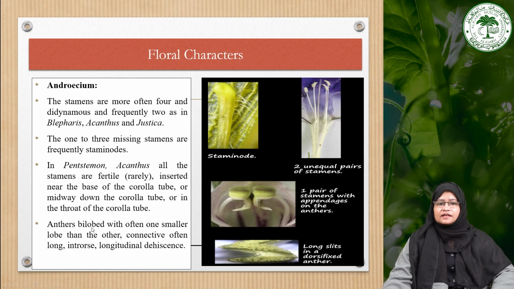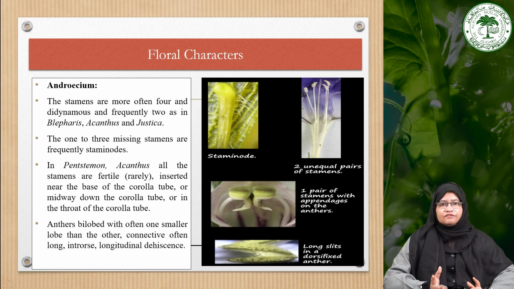Then generally anthers are bilobed, often with one lobe smaller than the other, the connective often long, and they dehisce by longitudinal dehiscence, as we can see here, along slits, showing the dorsifixed anthers. And generally anthers also have an appendage-like structure, as shown in this particular image.